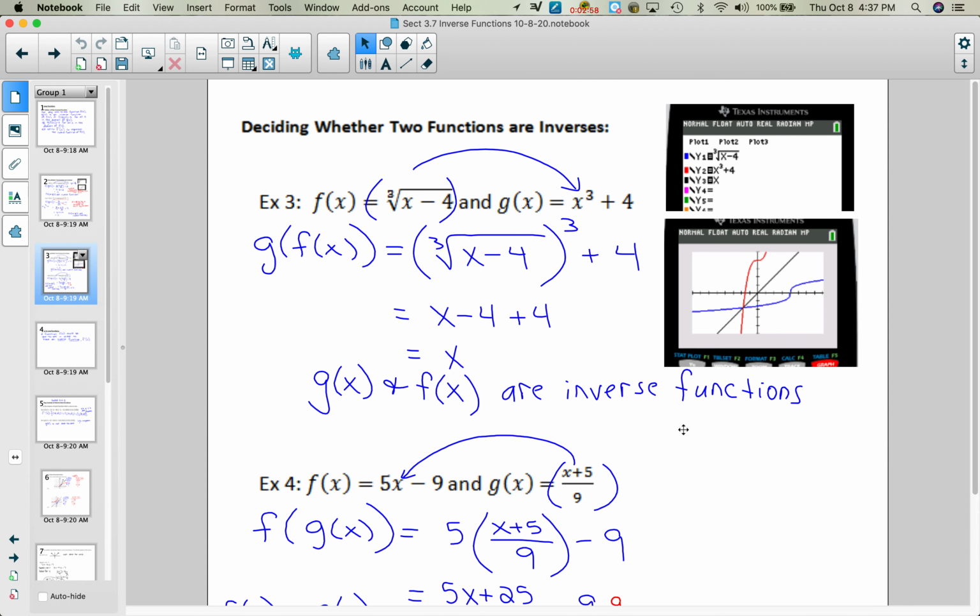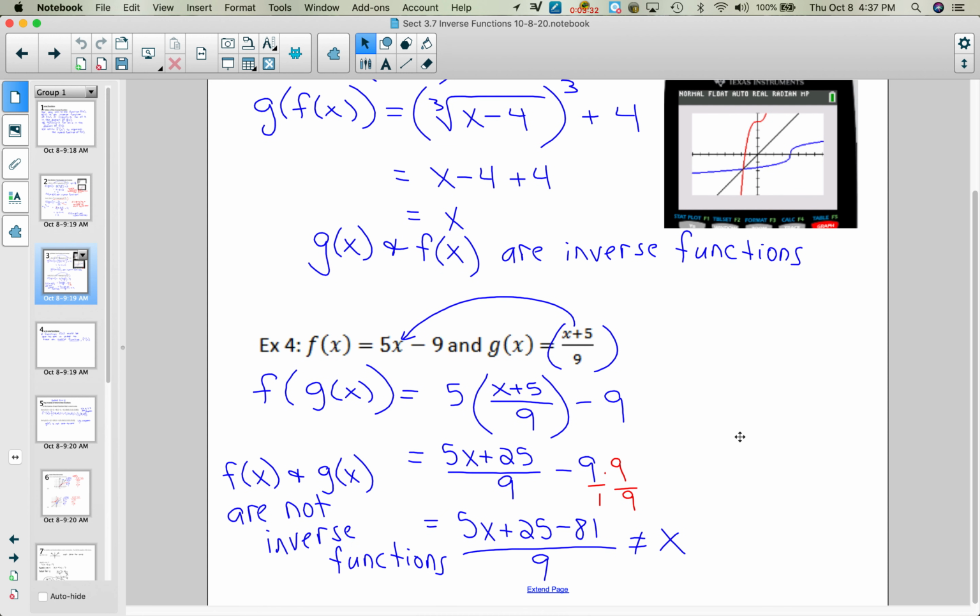On example 3, I chose to go the other way, and I put f of x inside of g of x. So I took this cube root function, put it inside this, so it became the cube root of x minus 4 quantity cubed plus 4. If you cube a cube root, it cancels out, so you're left with x minus 4 plus 4, which equals x, which shows that g of x and f of x are inverse functions. And I graphed it and showed, and you can see the symmetry across the line y equals x.